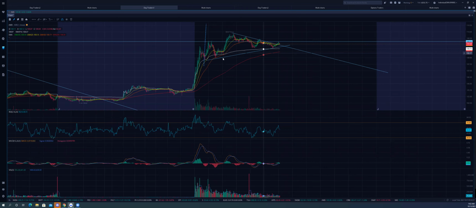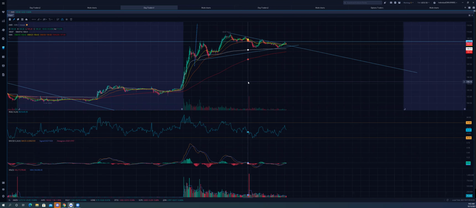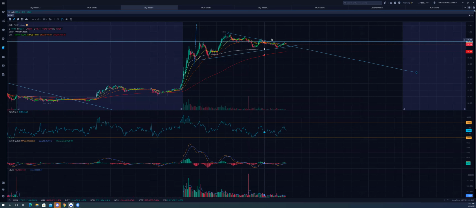I see. So if she gets above that, we're good to go, basically. Right, but then you have this resistance right here. So now we're gonna go ahead and draw our resistance line. There was great news today, so that's what I was looking at. I was looking for a move towards 110.